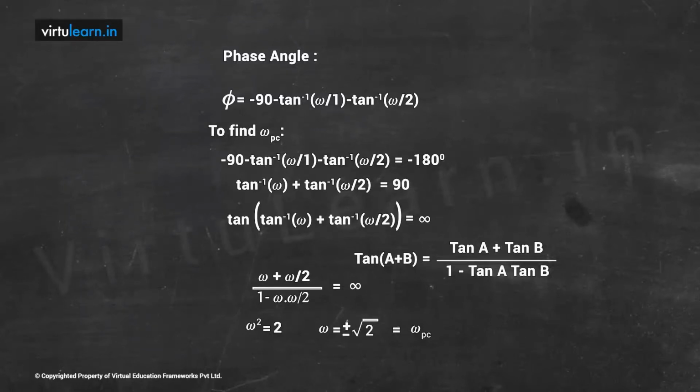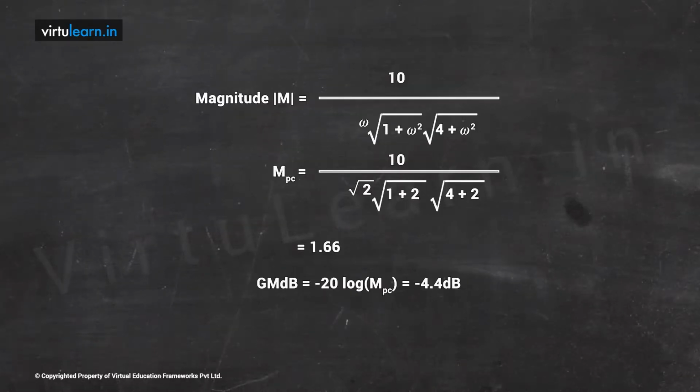Now omega PC is available. This is the first step to find the gain margin. We substitute this omega PC in the magnitude expression. So what is the magnitude expression? We have magnitude is equal to 10 by omega into square root of 1 plus omega square into square root of 4 plus omega square. In place of omega, you substitute omega PC, which is root 2. When you substitute, you will get the value. That value is nothing but MPC. So MPC will be 1.666.